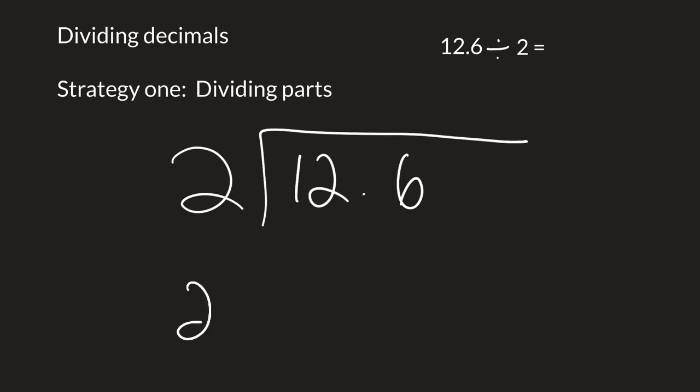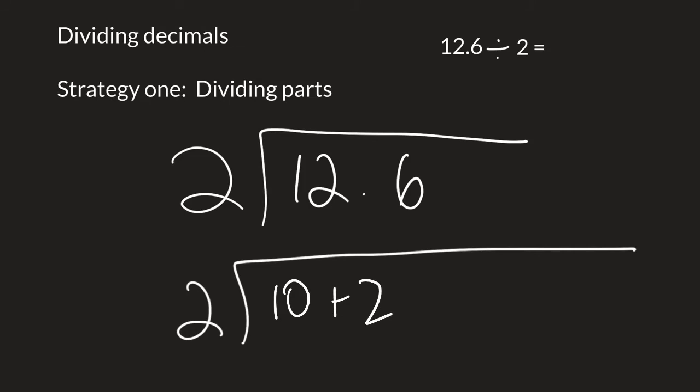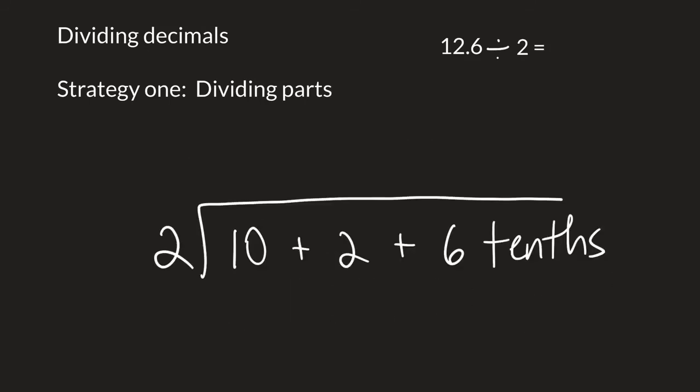Let's break this down in this way, because 12 can also be 10 plus 2, and 6 is 6/10, and we know that. So let's clean this board up just a little bit. What we can now do is take a look at these individually. We know that 2 can go into 10 5 times. 2 can go into 2 1 time. And 2 can go into 6 3 times.